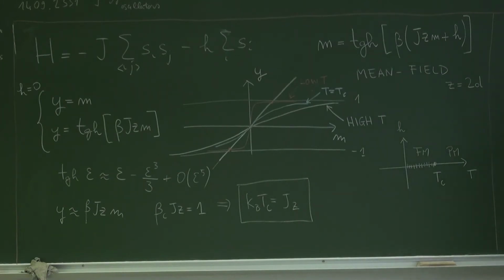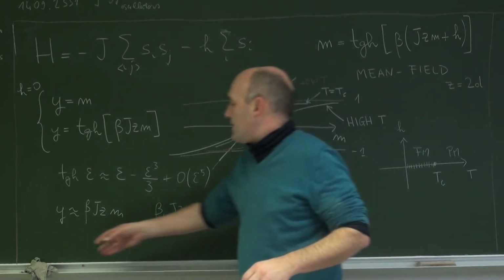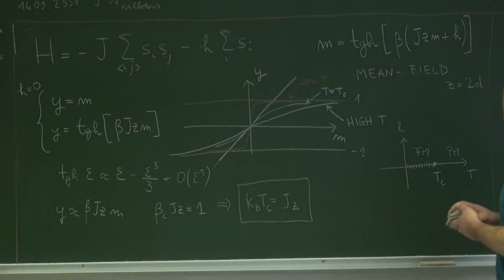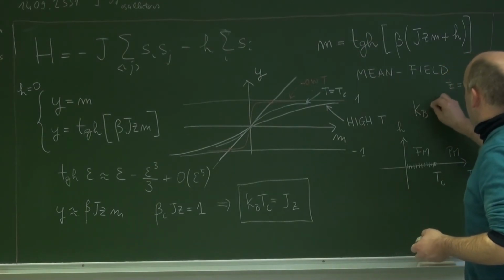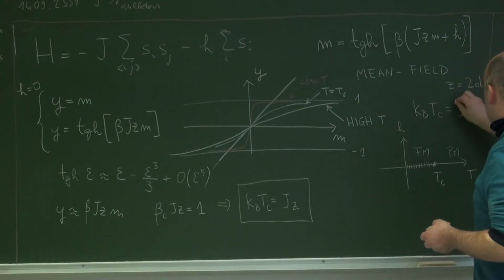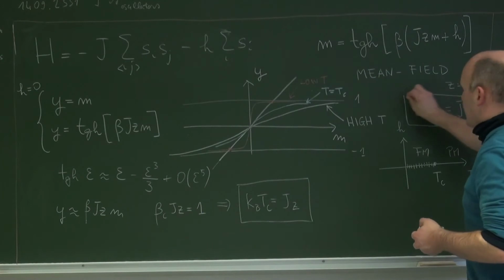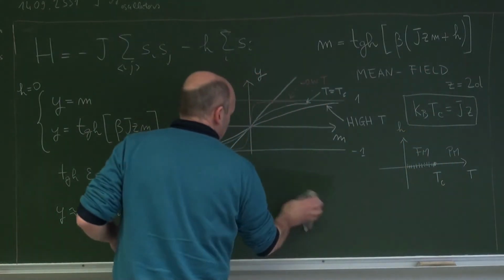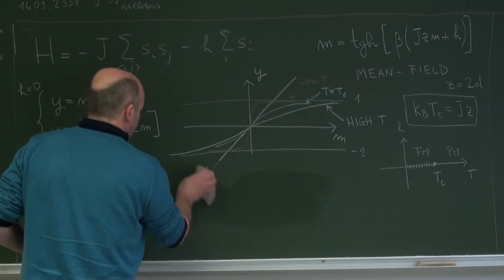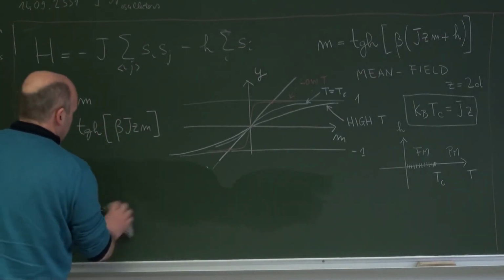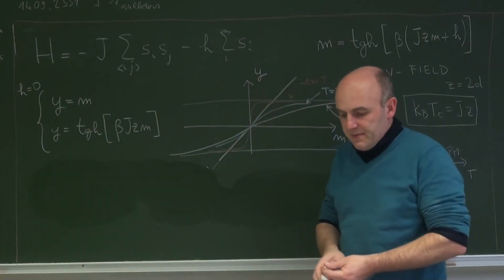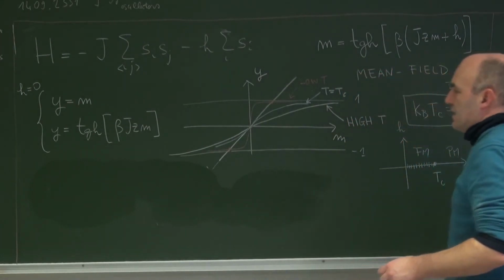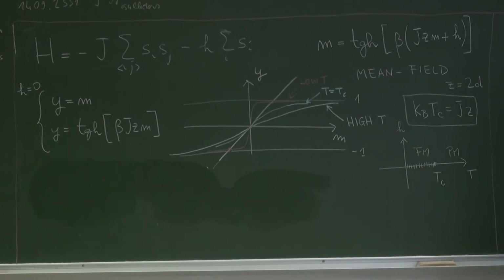Now we can continue with the analysis of our problem. Now we have the result of the critical temperature. Let me write it here. So we find that kB Tc is Jz. And we ask ourselves again, are there critical exponents in our system? Can we define, as we did for the van der Waals model, critical exponents?